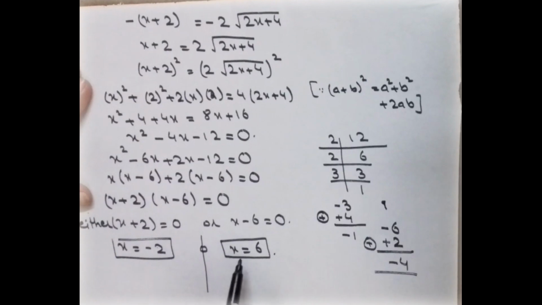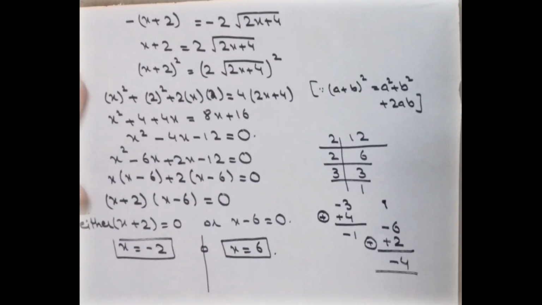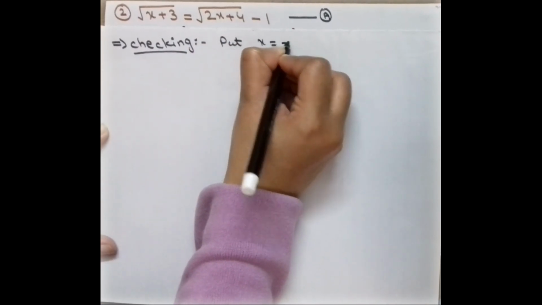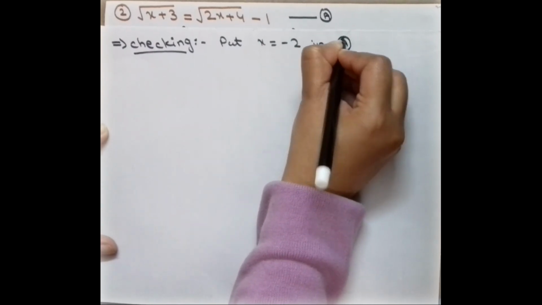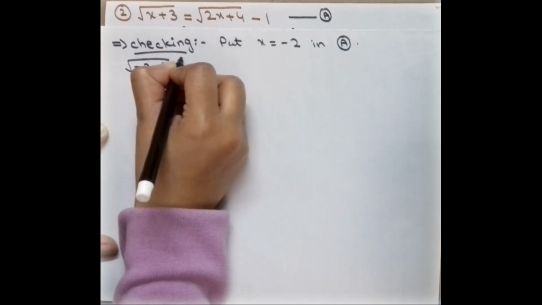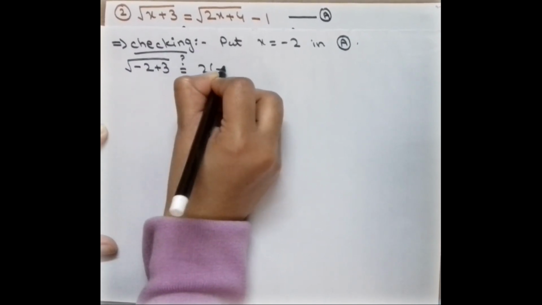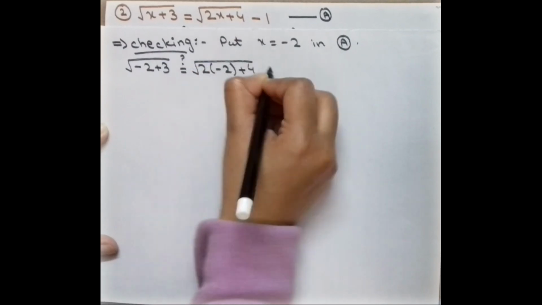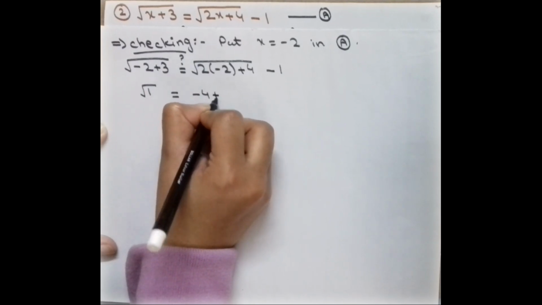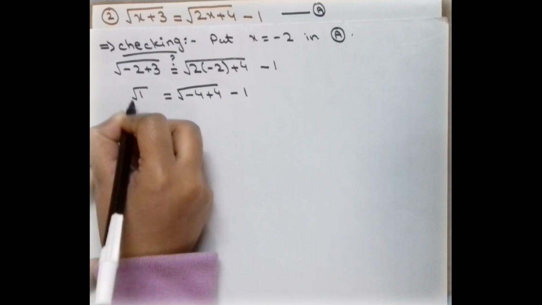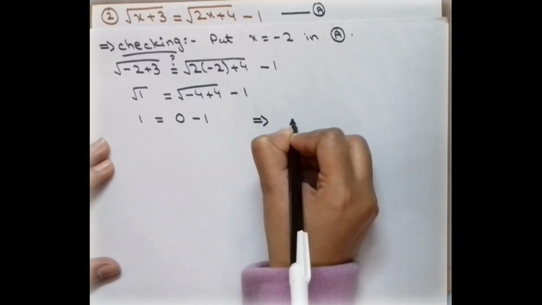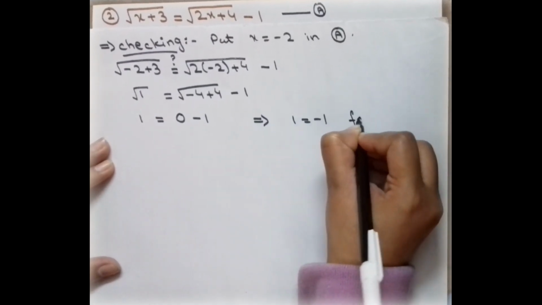Here, now we check whether these two values of x are the solution set or an extraneous root. For the given equation, call it equation A, we put the first value of x, which is minus 2, in equation A. So we have root of minus 2 plus 3, and we have to verify this equality: 2 into minus 2 plus 4 under root, minus 1. So we are left with root of 1, which is equal to root of minus 4 plus 4, minus 1, and root of 1 is 1, and this will be 0 minus 1. So we imply that 1 is equal to minus 1, which is false.